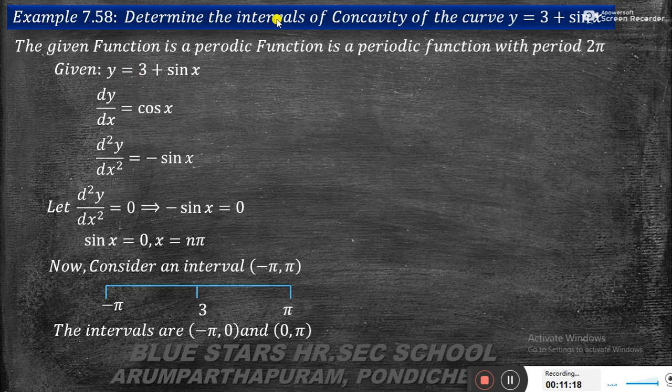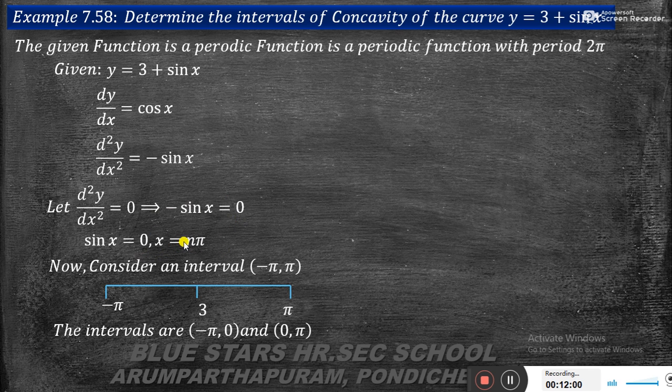In this question they ask about the intervals of concavity. So first I write the given function, y equal to 3 plus sin x. dy by dx equal to 0 plus cos x, since the derivative of 3 is 0 and the derivative of sin x is cos x. Next, d square y by dx square equal to minus sin x, since the derivative of cos x is minus sin x. Therefore d square y by dx square equal to 0, so minus sin x equal to 0, that means sin x equal to 0, and sin x equal to sin n pi. Sin cancelled, x equal to n pi.